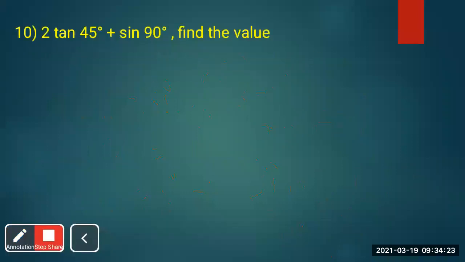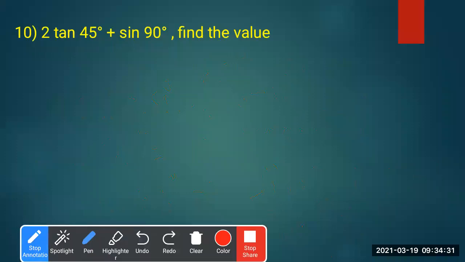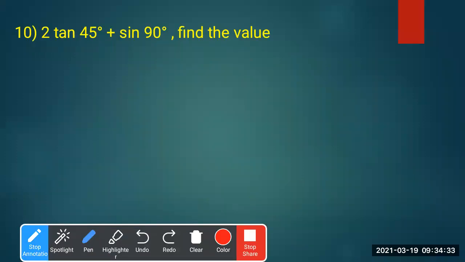Next one, that is 2 tan 45 degree plus sin 90 degree. This is the condition given. Then you have to find the value, means find the value of this particular expression. You can say not equation, it is an expression, because in an equation there should be an equal to sign.